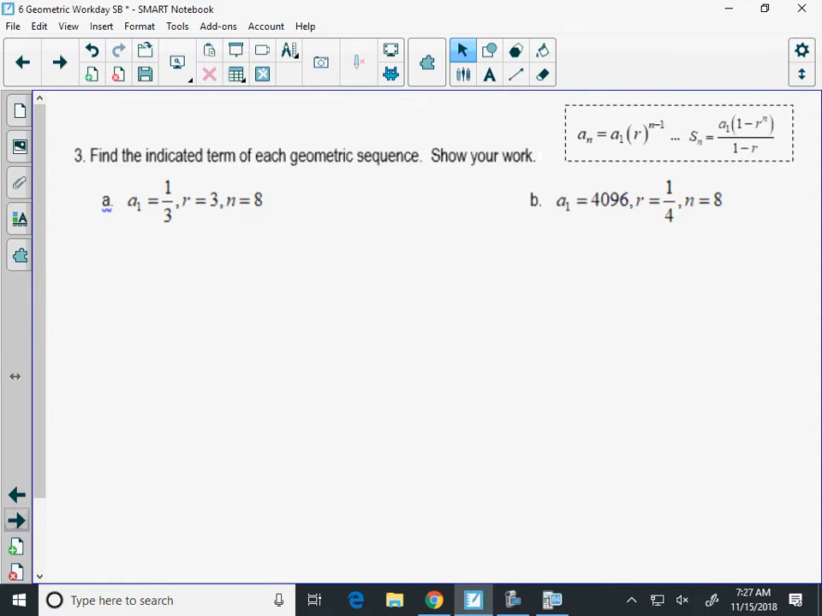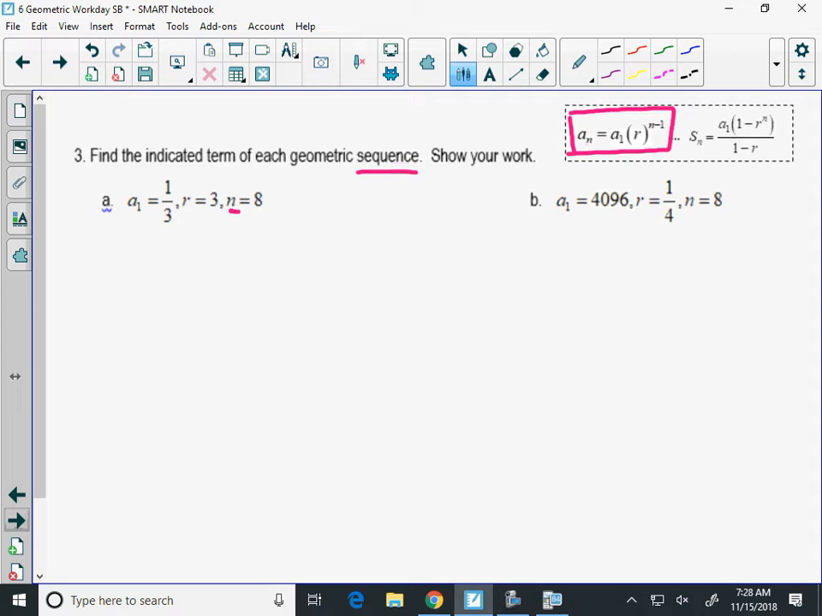All right, number 3 says, find the indicated term of each geometric sequence. So when you're finding a term of a sequence, you're going to use the sequence formula. In order to find this term, we need to fill in what we know into the formula that I circled up there.